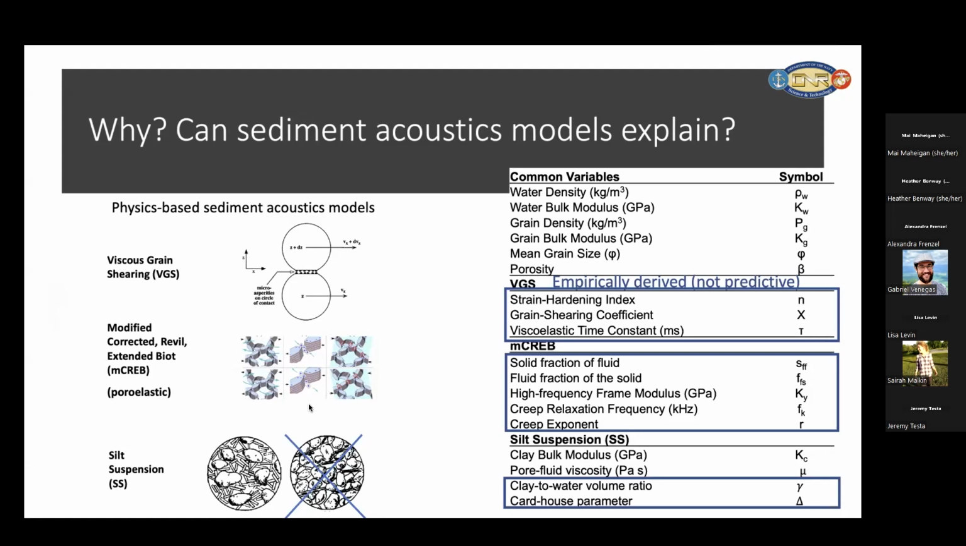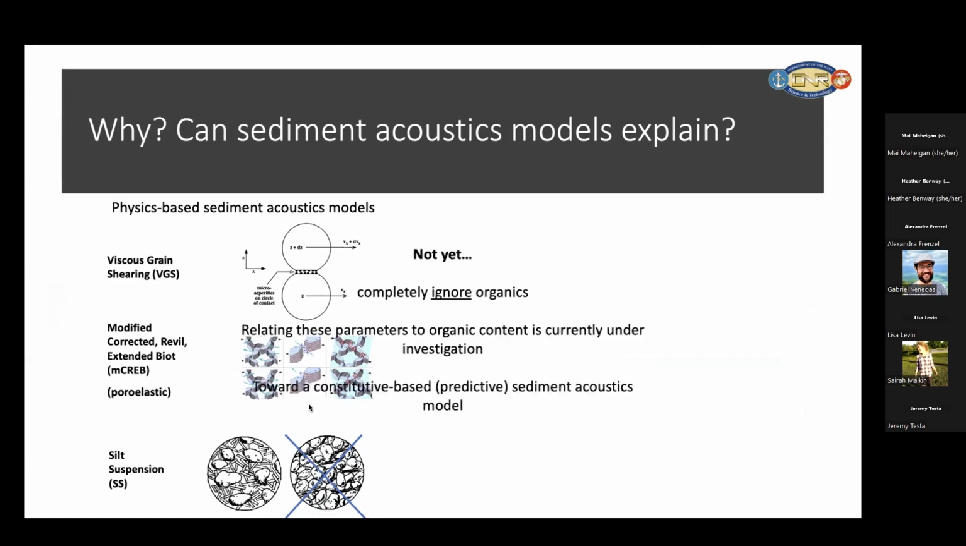to get these sort of immeasurable parameters. And part of what I'm trying to do is see if there are any constitutive parts in the sediment that can predict these. Can this be a predictive model or not? But regardless, all of these models, they don't include organics. So the Navy just thinks sediment is just water and grains, and that's it.